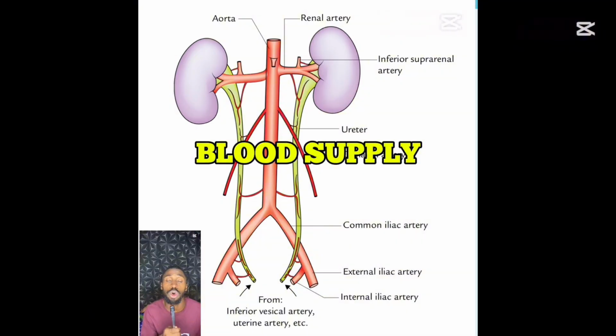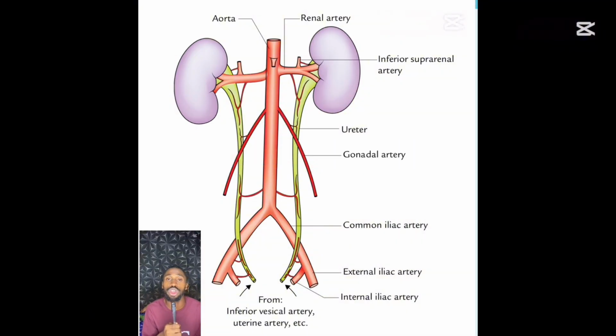So next is the blood supply to the ureter. The ureter has many blood supplies because it is crossing many blood vessels. So every blood vessel that passes by the ureter supplies it. So don't forget this mnemonic: DRUMVIT.